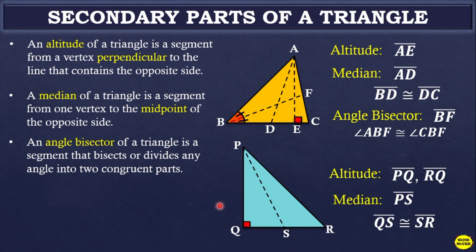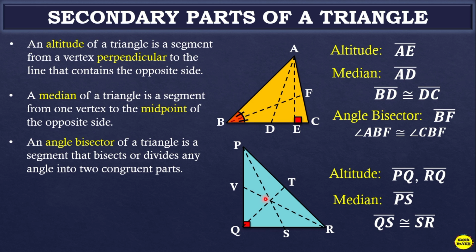Now, is it possible that we can have 3 medians and 3 altitudes in a triangle? Yes. Okay? So, let me show you a triangle with 3 medians. So, here it is. This is where our three medians intersect. This is what we call the centroid. So, this is the centroid where your 3 medians intersect in a triangle.